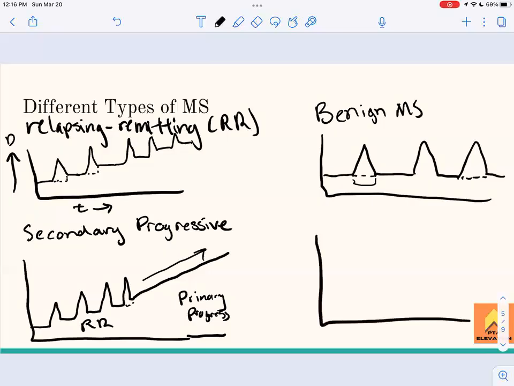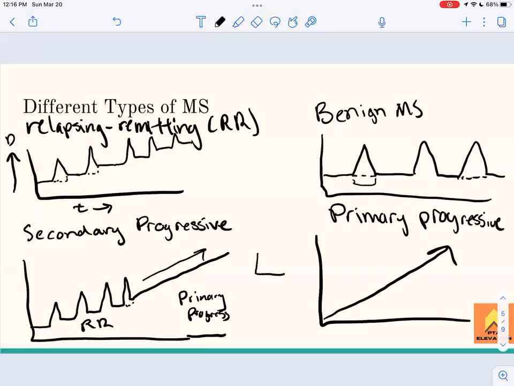And then I'll show you guys that primary progressive is just a straight line. This is primary progressive. They just continually are getting worse every time. And then there is a type of MS where it's really bad, and that individual passes away within 2 to 3 years after diagnosis.